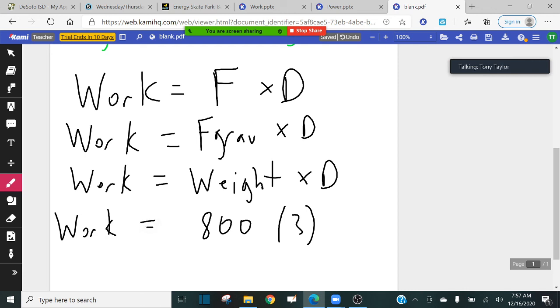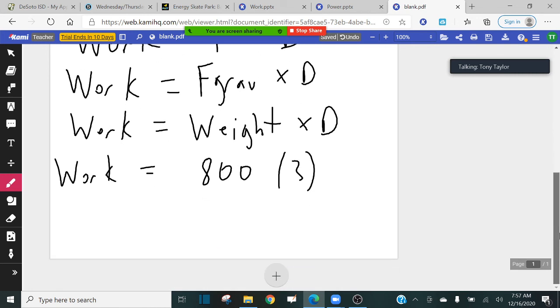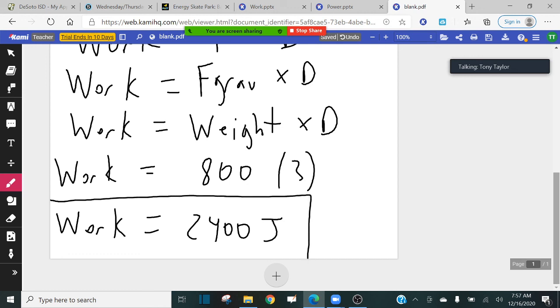So 800 times 3 gives me 2,400 joules of work. So the man, as he climbed this ladder, did 2,400 joules of work to get to the top of the ladder, to climb a total distance of 3 meters. Okay, so he climbed a total distance of 3 meters.